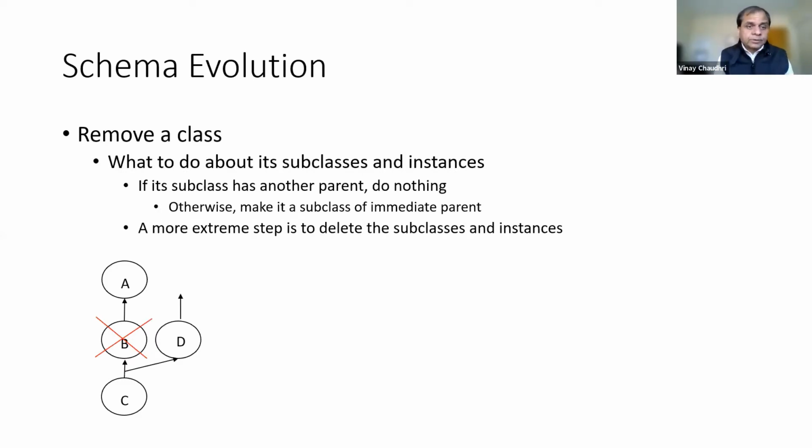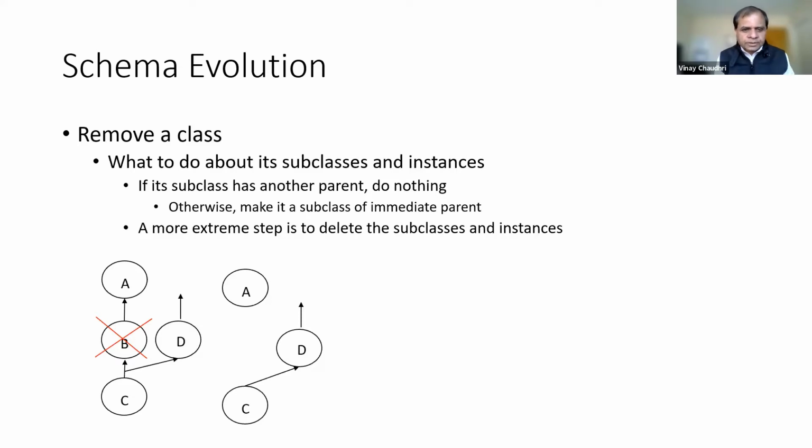Now, what happens when you remove a class? When you remove a class, things tend to be a little bit more complex. You can have a situation when you are removing a class and the immediate subclass of that class has other superclasses. So in this case, you're removing B and its immediate subclass is C, and C happens to have another superclass D, right? So this is a simple case, and the easiest solution is to just get rid of B, and you don't have to do anything else, right?